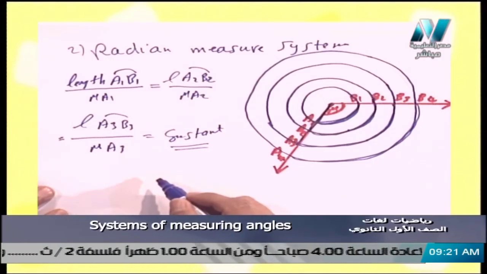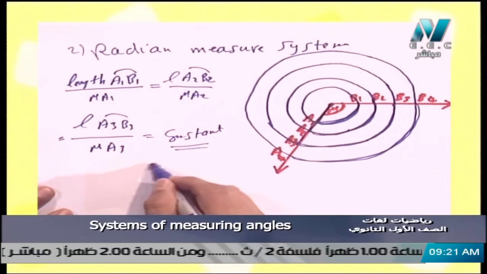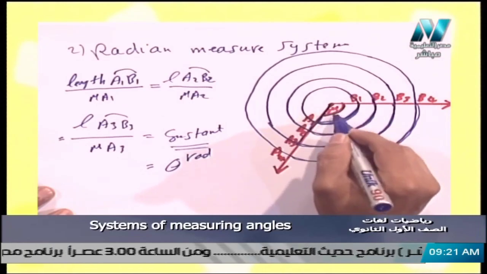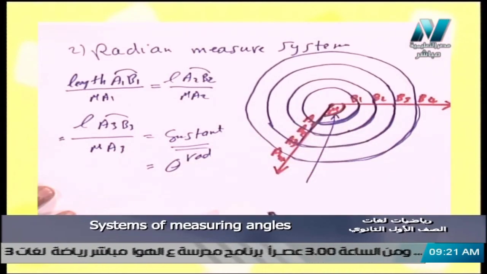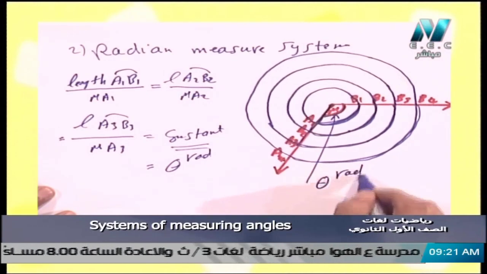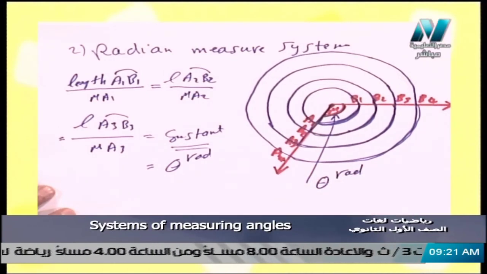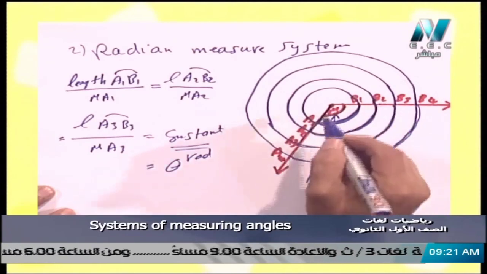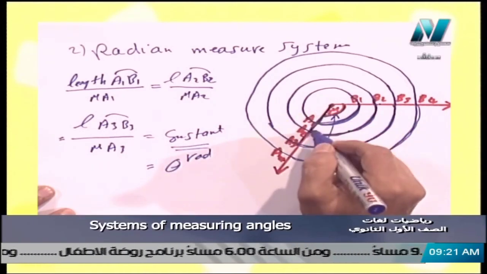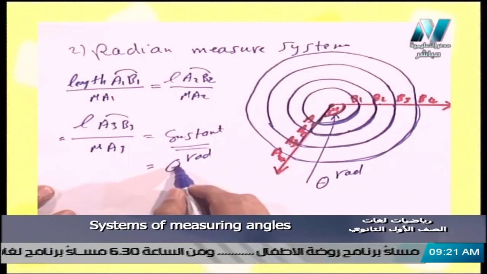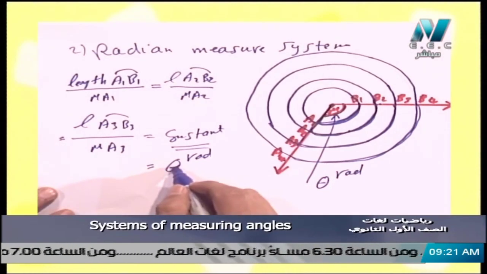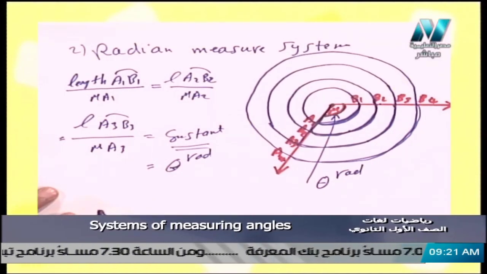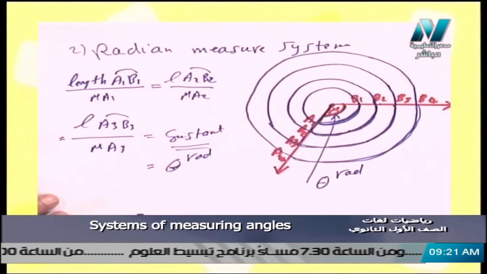This constant number is called theta rad. What is theta rad? Theta rad is the central angle here, the measure of the central angle, but in radian measure. So to get the radian measure, we just divide the length of the arc by the radius of the circle. So we have theta rad, or theta, which is the central angle measured by the radian system.